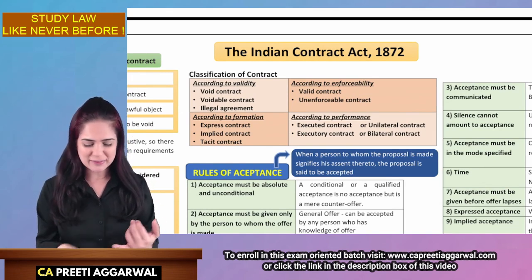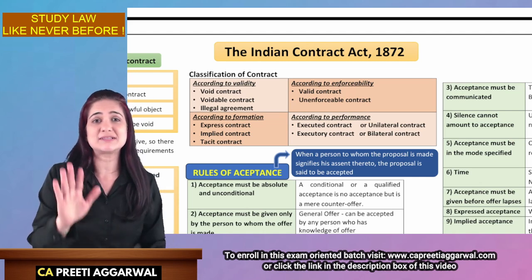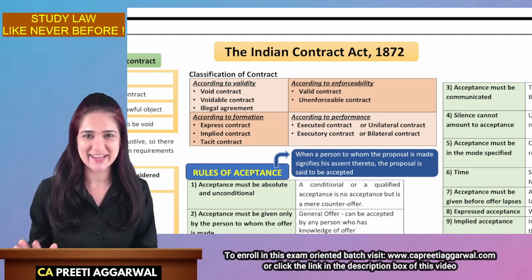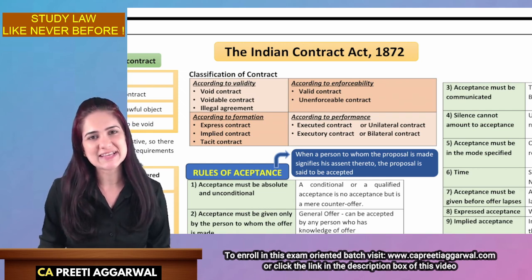So you call it a summary batch. I'm okay with anything: exam oriented batch, writing practice. As long as you get good marks, I'm happy with whatever name you give to this batch. Okay. All right. So let us begin with the Indian Contract Act 1872, the first chapter.